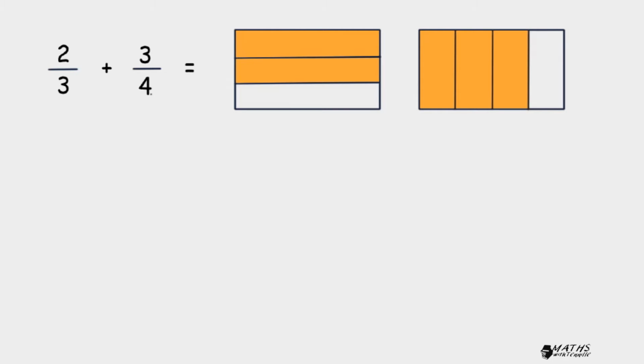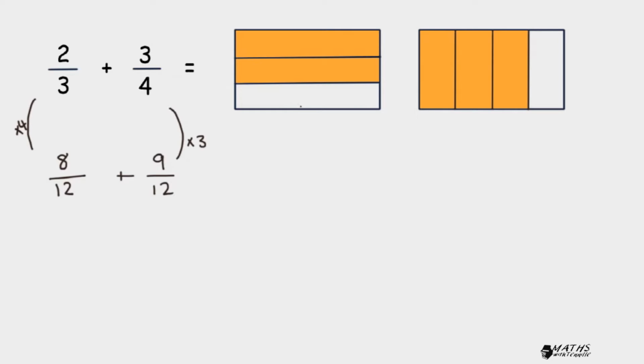2/3 plus 3/4. The denominators are 3 and 4. We think of the lowest common multiple, which is 12. Both numbers can go into 12. And how would we change 3 to 12? We would times by 4. So we do the same thing to our numerator. 2 times 4 is 8. And how would we change from 4 to 12? We would multiply by 3. Do the same thing to our numerator. 3 times 3 is equal to 9.